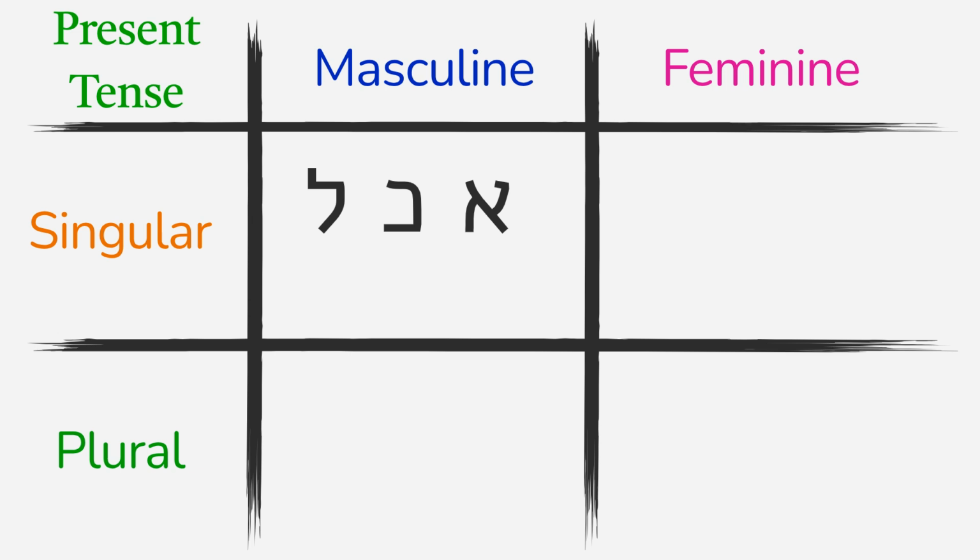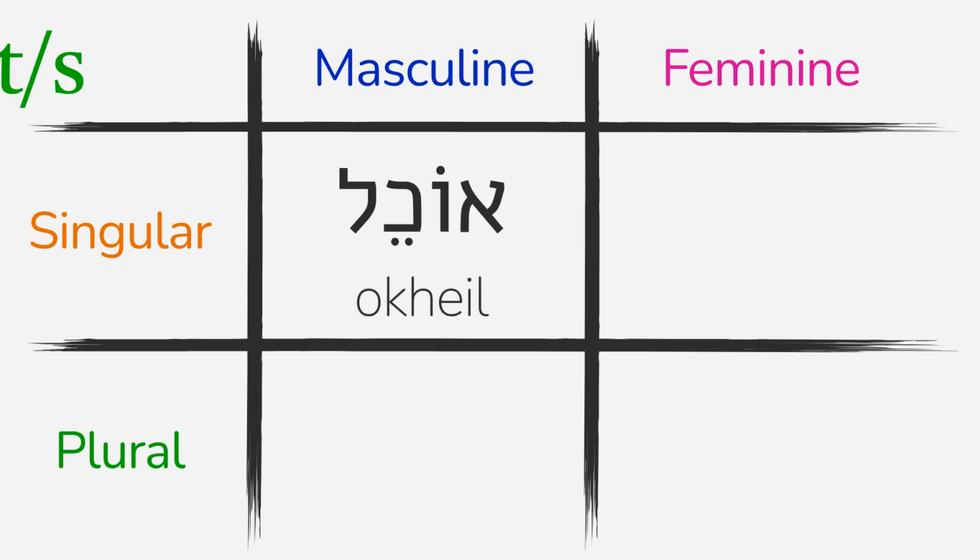The masculine singular form is made by taking the first letter, then a vav with cholam, then the second letter without dagesh, under which we put a tsere, and we end this word with the third letter, lamed. That gives us ochel, eats, in masculine singular form.